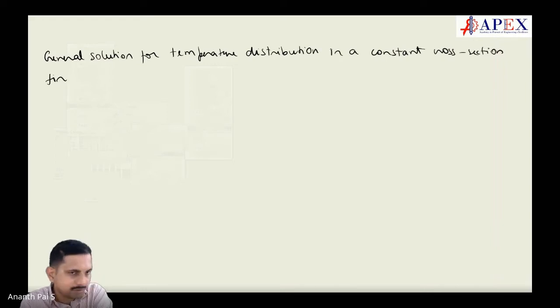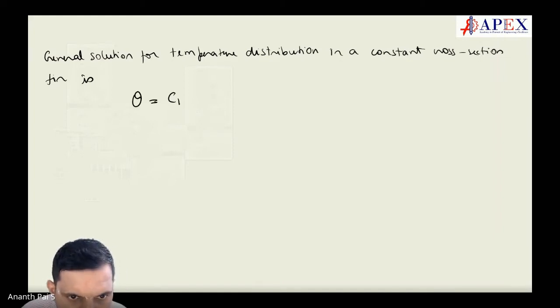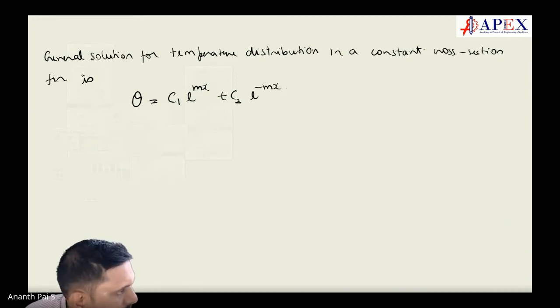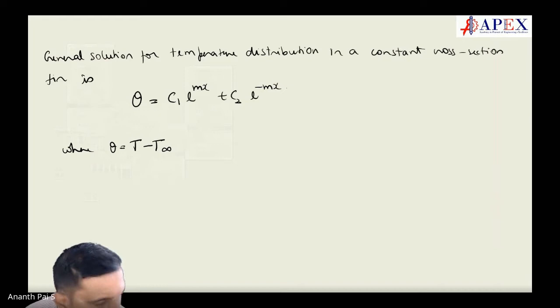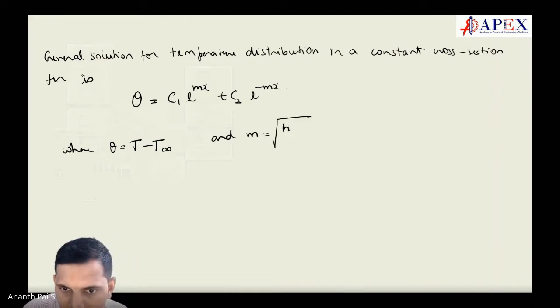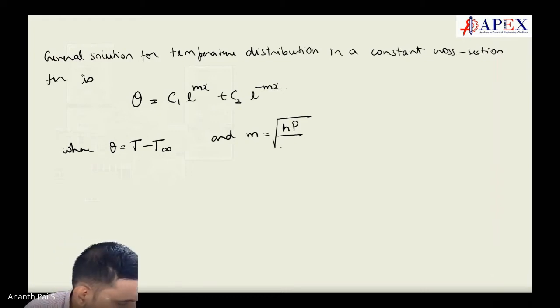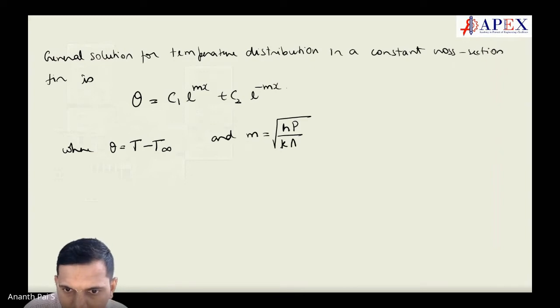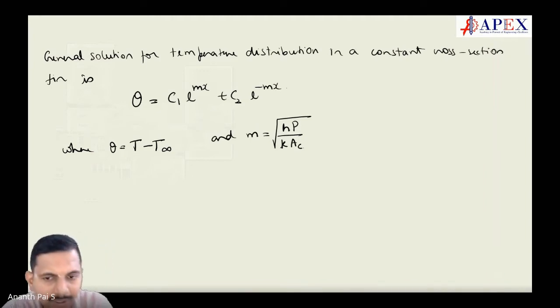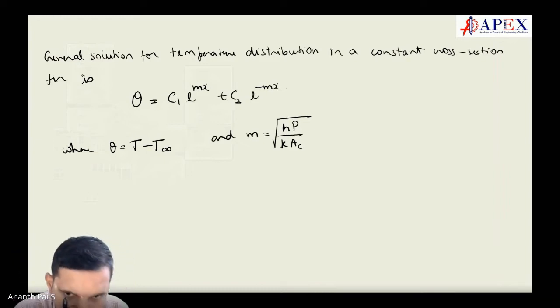The constant cross section fin solution is theta equal to C1 e power mx plus C2 e power minus mx, where theta is equal to T minus T infinity, and m is equal to square root of hP by k into A of the cross section. Very important. I put c here to say that it is the cross section. So m is equal to square root of hP divided by k into A cross section.